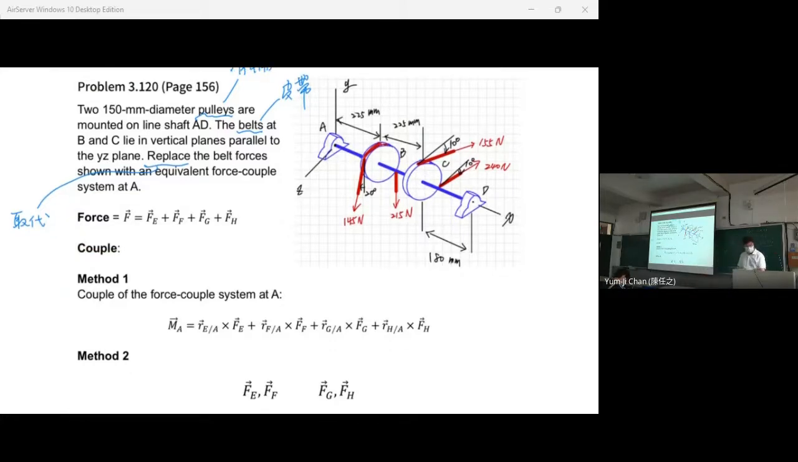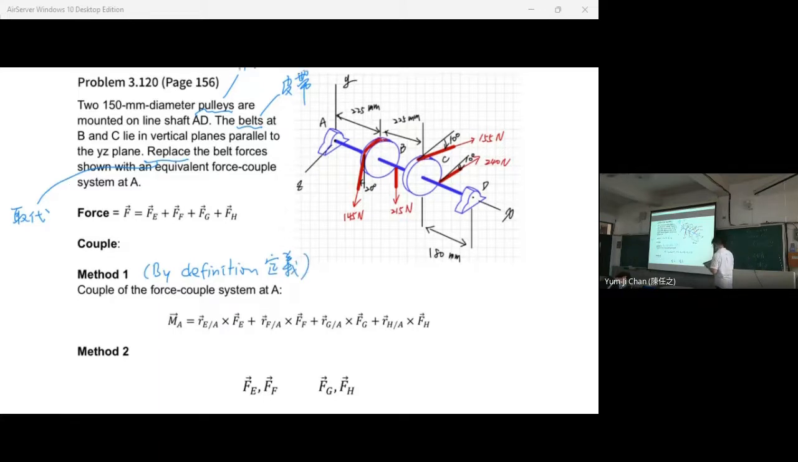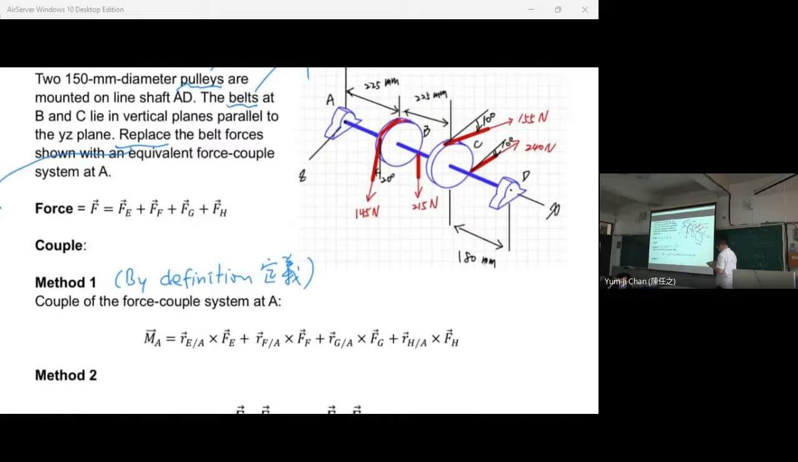The first one, of course, is by definition. By definition, we have that the force couple system at A is equal to, and let's mark the figure like this.